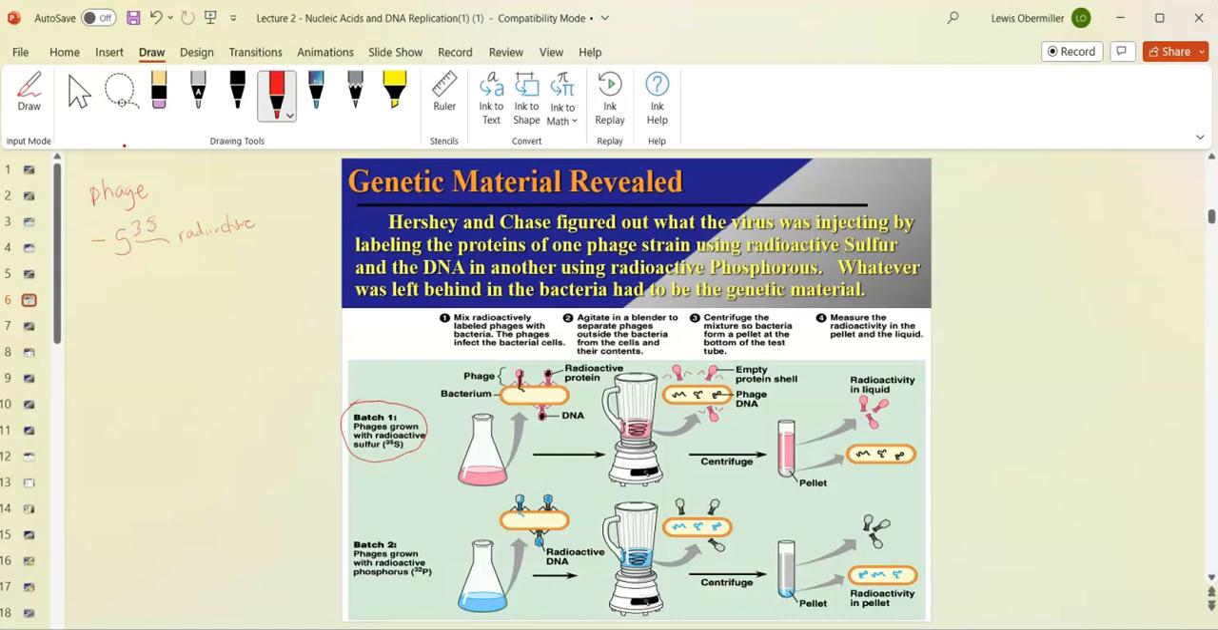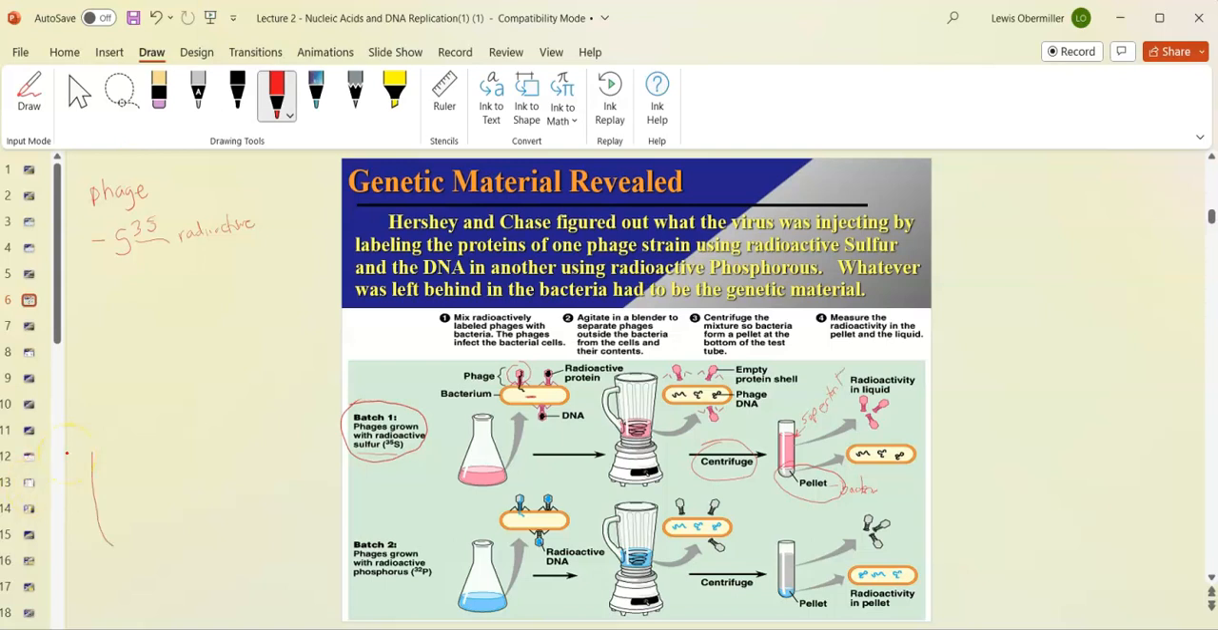So they knew that the phages, the protein part of the phages, would be radioactive, and so if the protein was injected into the bacteria and they spun the bacteria down in a centrifuge, then all the bacteria would end up in the pellet, right? So the bacteria themselves would be in the pellet, and all the phages would be in the supernatant. And hopefully you remember the difference between the two.